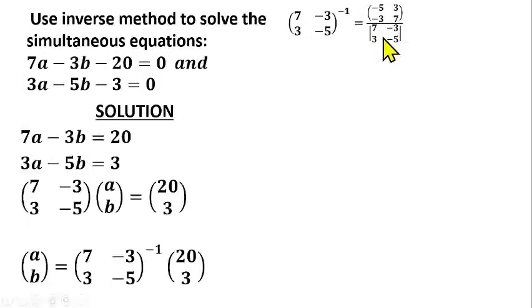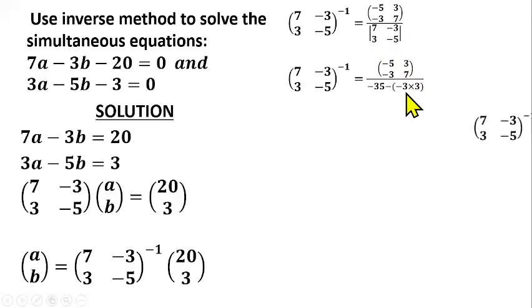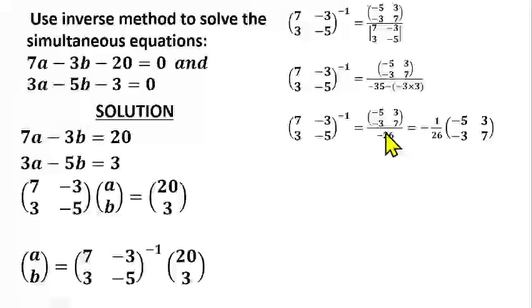So we need to find the determinant of this matrix. If you do that, cross multiply: 7 times minus 5 gives us minus 35, minus 3 times minus 3 gives us minus 9 times minus 2, that gives us plus. So we have this over minus 26, because plus 9 minus 35 gives us minus 26. So this can now be written as minus 1 over 26 multiplied by this cofactor transpose.